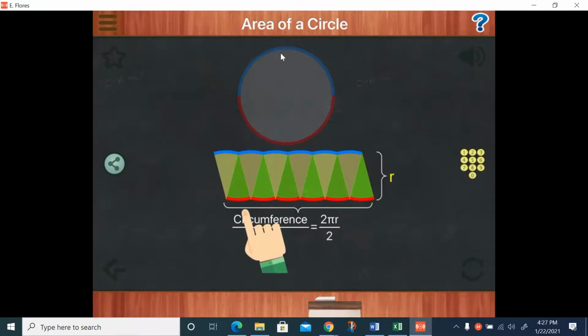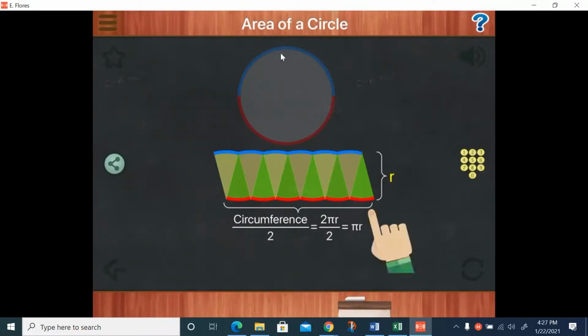That's going to give us, if we cancel out our 2's, just pi times radius. So pi times radius is the base of the parallelogram. But in order to find the area of the parallelogram, you need base times height. So we found the base, pi times radius, and now we have to find the height. How are we going to find the height?